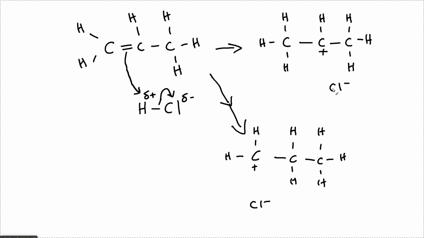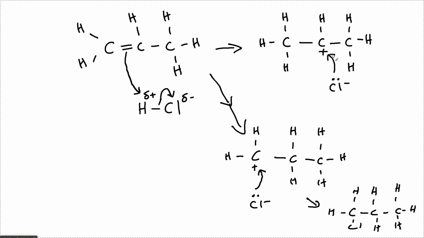Now what would happen then in the final stage, a pair of electrons on the chlorine will get attracted into this positive centre, and we will add a chlorine on here. So for example on this one, the product would be 1-chloropropane. But here it will be 2-chloropropane because we'd add the chlorine onto the second carbon.